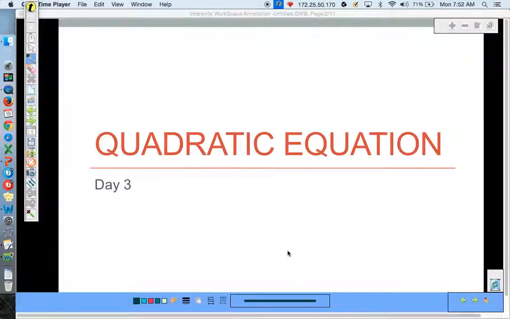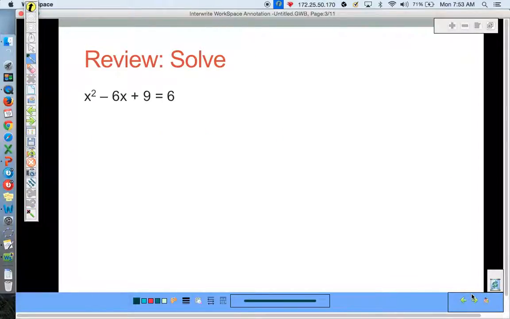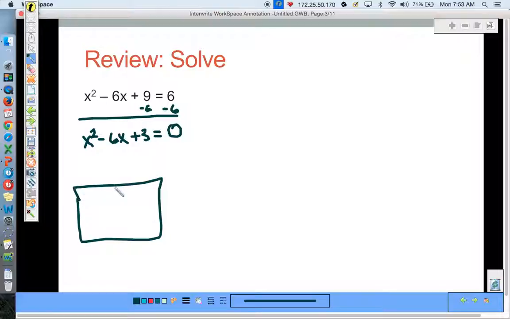We're going to look at a second way to solve quadratics, the quadratic formula. So from the past few days, we've been really working on factoring. For example, like this, we said set it equal to 0. So we had x squared minus 6x plus 3 equals 0. So we said multiplies to 3, so we had 3 and 1, and nothing would multiply together to negative 6. So we said this one is not factorable.